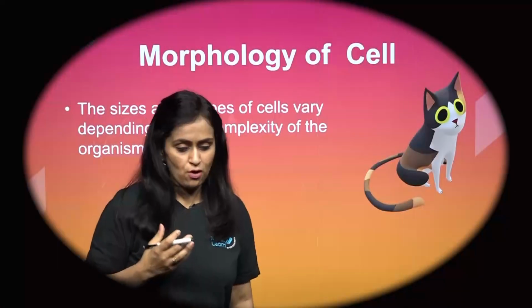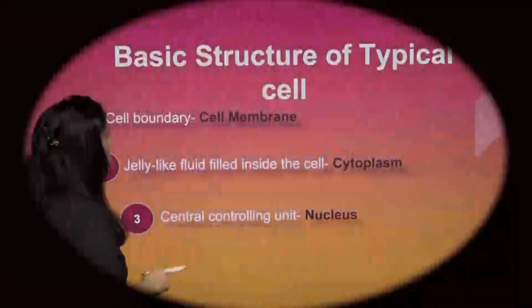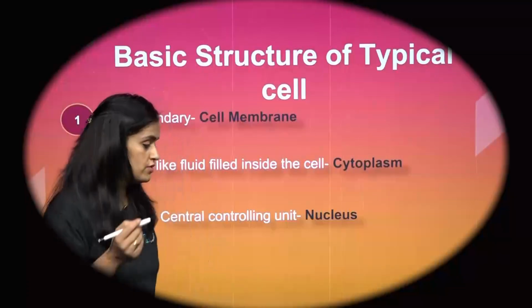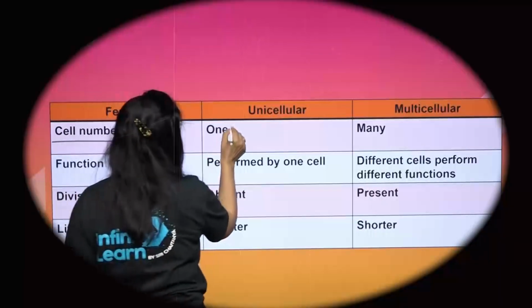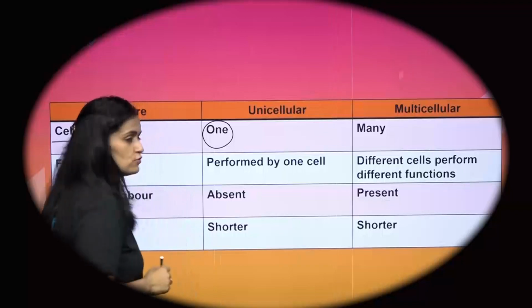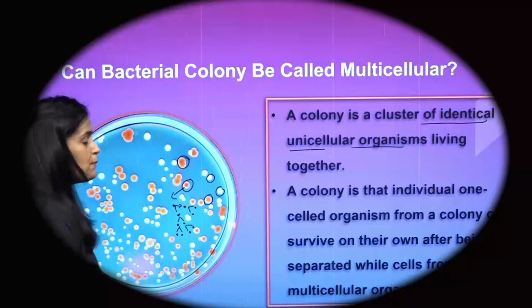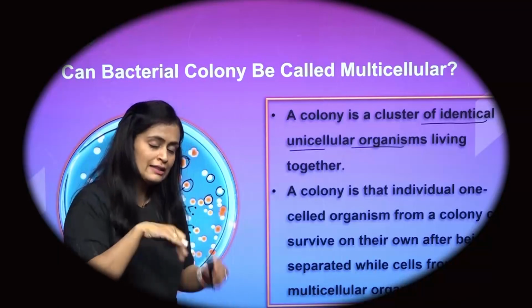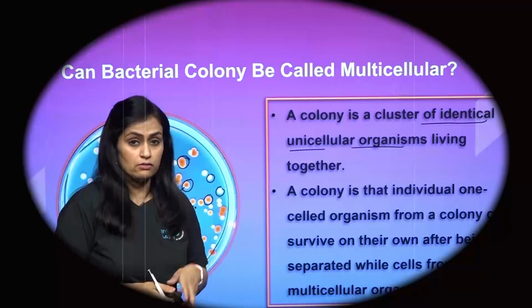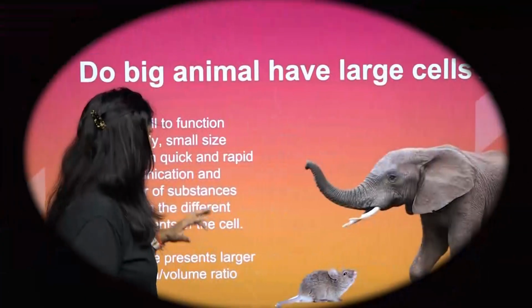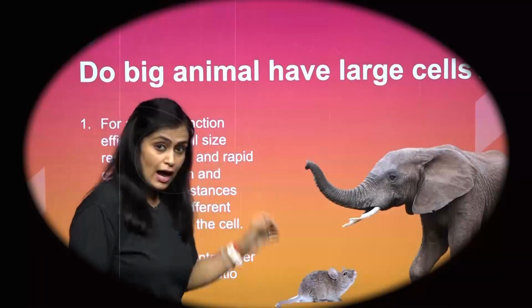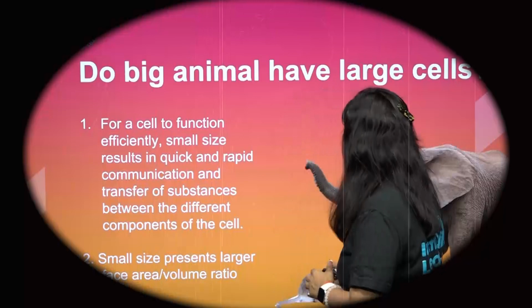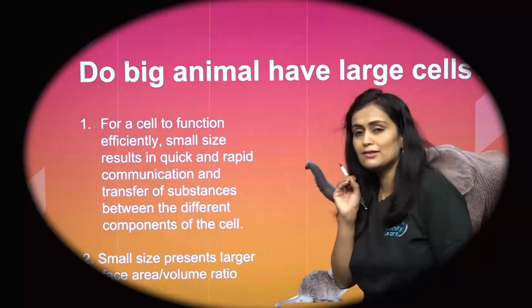Understand what is the morphology of a cell now. So what is the basic structure of a cell? So unicellular, one cell for sure. But if I say please remove one cell from the cat's body and then let it function independently, would it be able to do that? The large animal will have larger number of cells and small animals will have small cells.